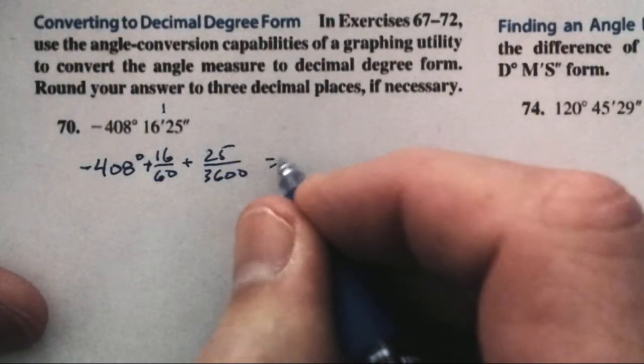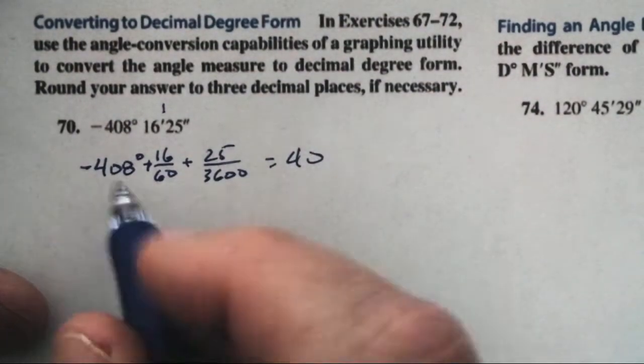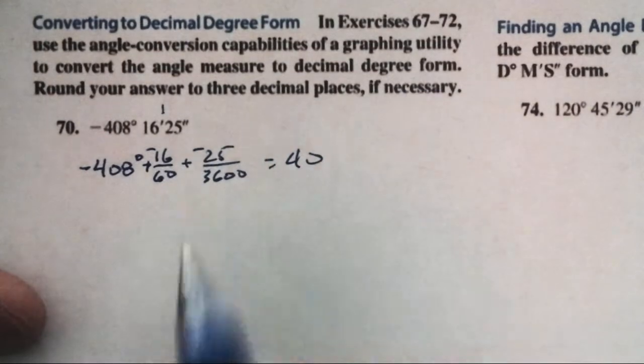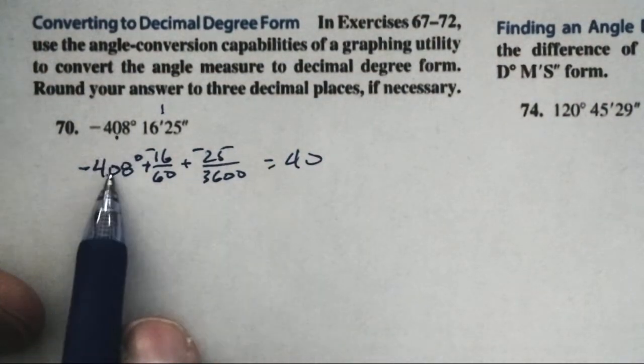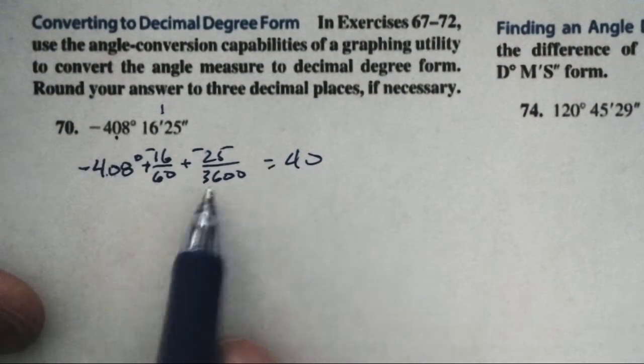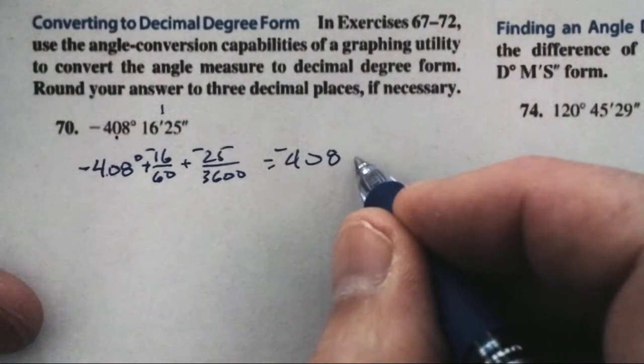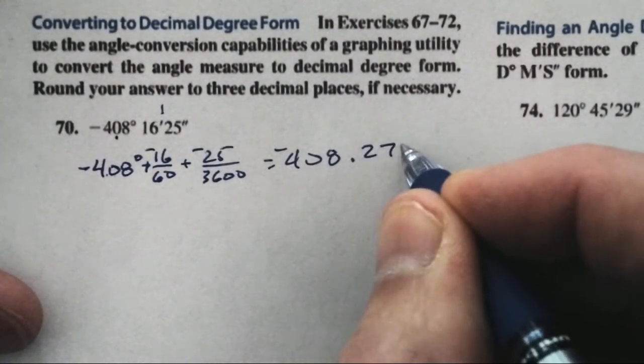Okay, equals 408. So careful if you're doing this. This should really be plus negative here, because we're going to be beyond 408 negative degrees. So we end up with 408 but negative 0.274.